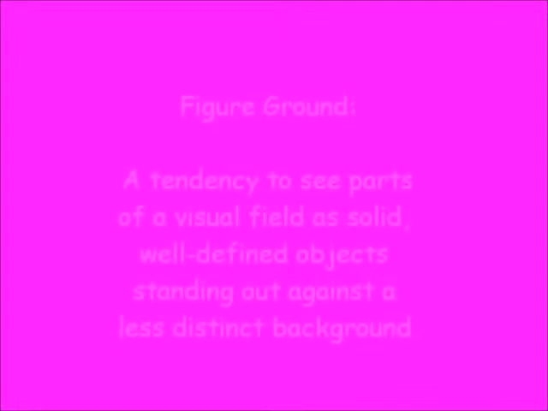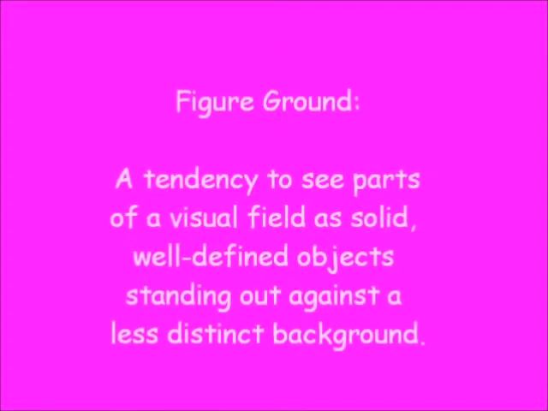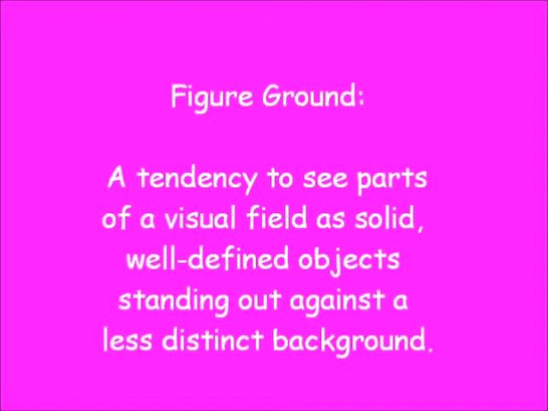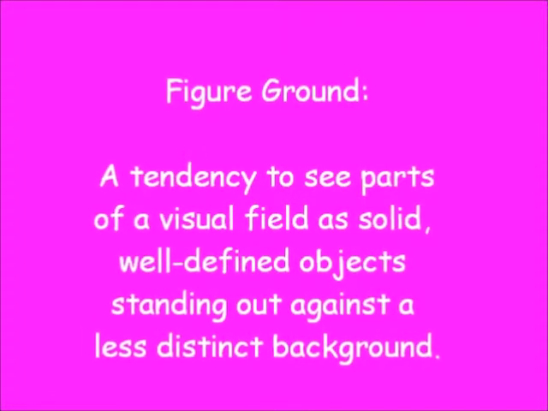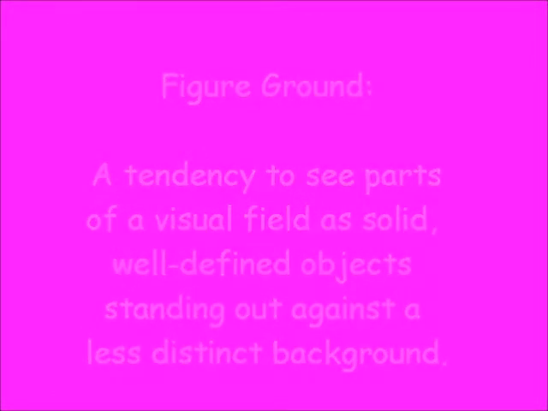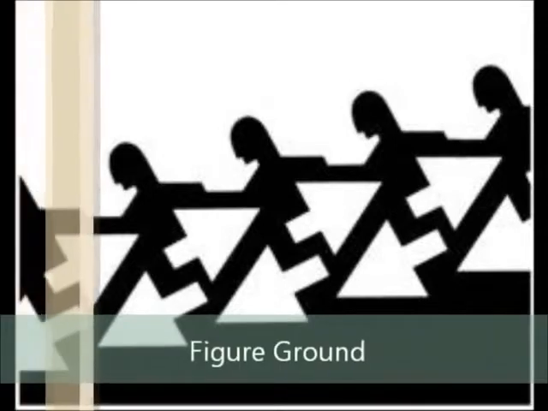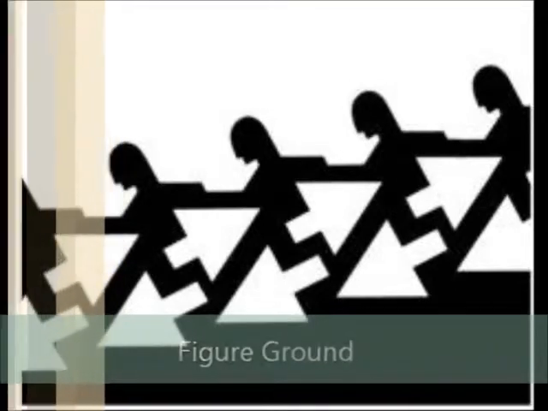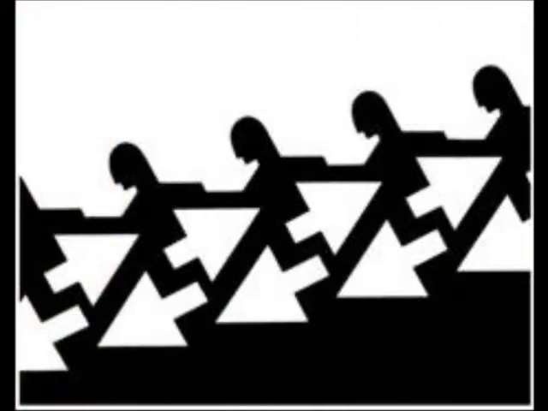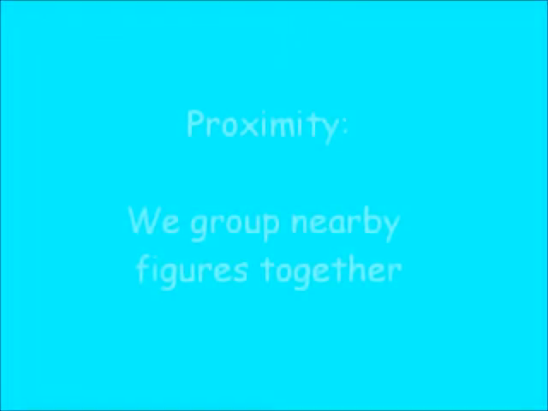Gestalt laws. Figure ground. A tendency to see parts of a visual field as solid, well-defined objects standing out against a less distinct background. So in this picture, we see girls running down, like they look like stairs, but if you look more distinctly into the picture, we see arrows pointing to the right and arrows pointing to the left, but the bigger picture is the girls running down.